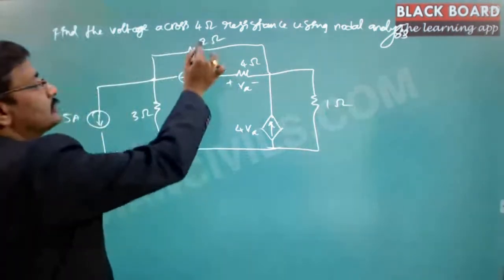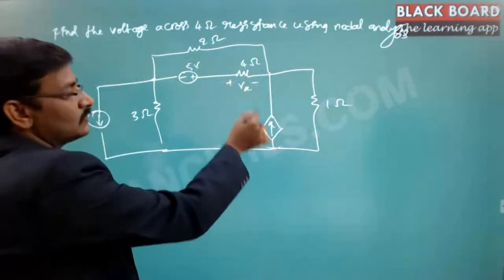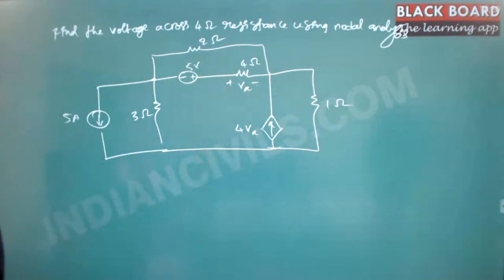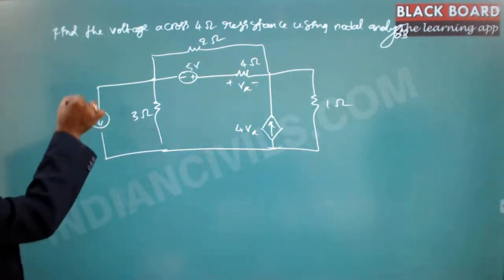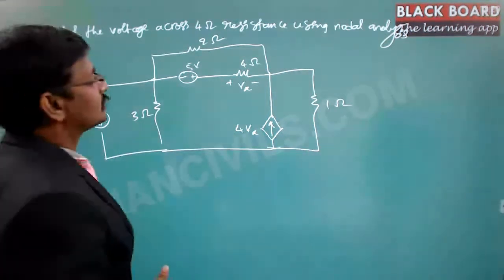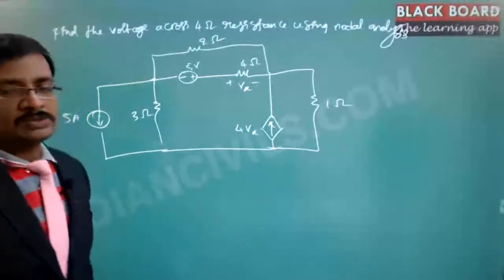Right, so this is 5 volts, this is 2 ohms, this is 4 ohms, this is 1 ohm, and this voltage is Vx, and this current source is a dependent current source on this Vx, so 4 times Vx, and this is a 3 ohms resistance. There is a 5 amperes current source in the downward direction. Now he asked us to find the voltage across the 4 ohms resistance. So this Vx value, we need to find out. Can you try to solve this?